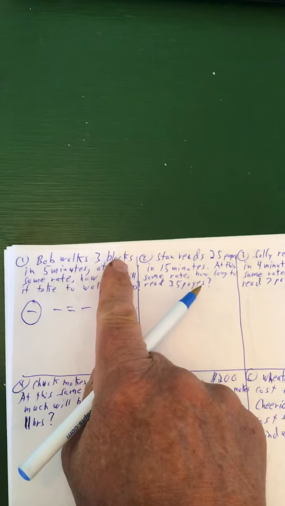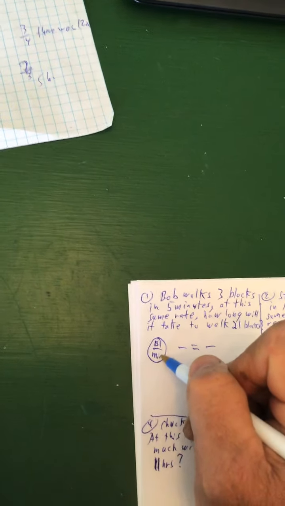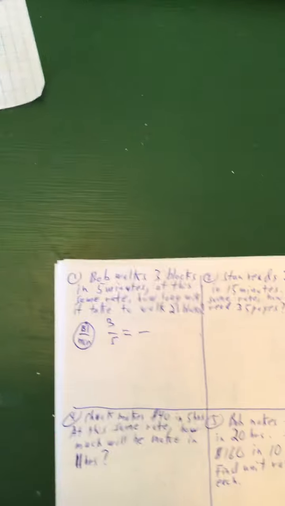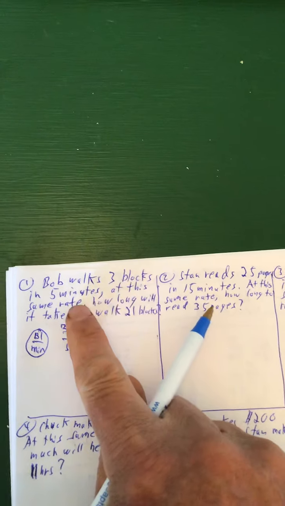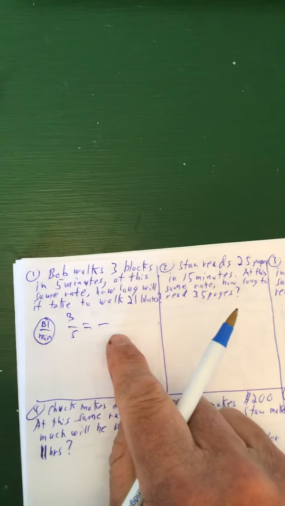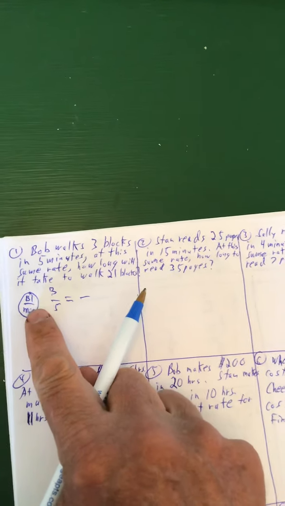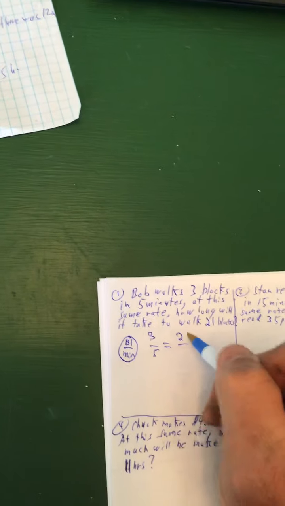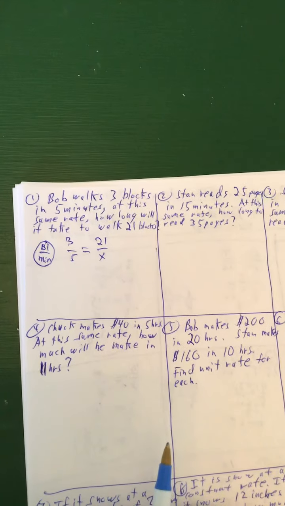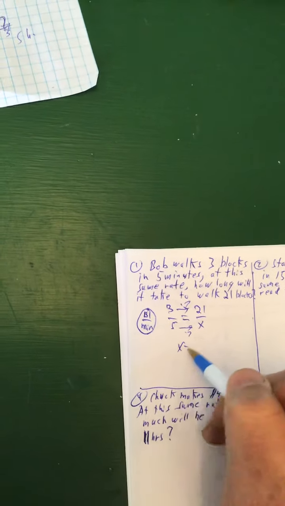So Bob walks 3 blocks in 5 minutes. Well, I'm going to go blocks over minutes, and you can abbreviate. So he walks 3 blocks in 5 minutes. It has to be going at the same rate for it to be proportional. So where's the 21 going to go? Well, it was 21 blocks, and if you make your circle, then it's obvious. 21 goes on top. And I'm just going to put an X here. And now I'm just going to think door number 1, door number 2, and door number 3. Well, this is just times 7, so times 7, so X equals 35.